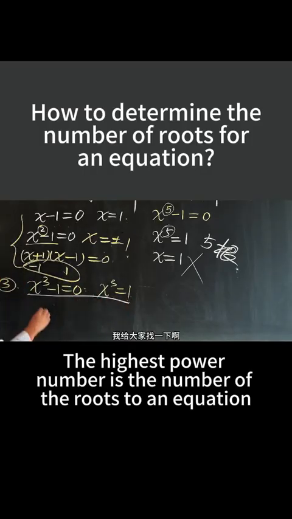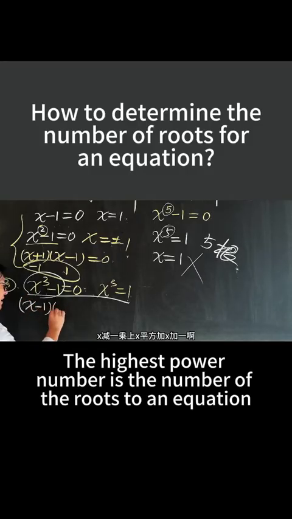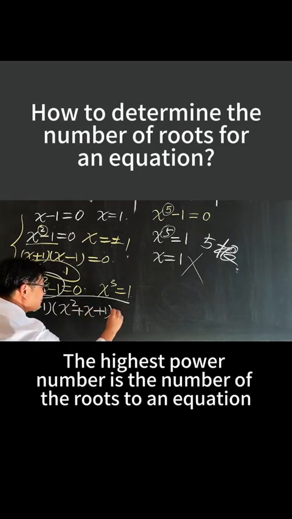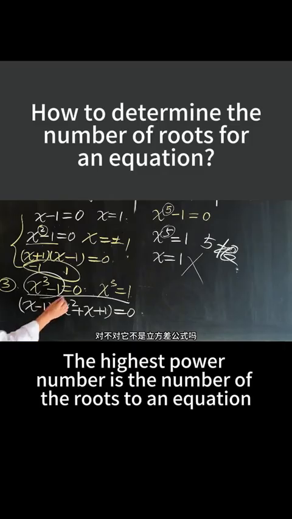Let me show you. Isn't this the difference of cubes formula? The original expression can be factored into x minus 1 times x squared plus x plus 1 equals 0, right? That's exactly what it is. So one of its roots is x equals 1. And where are the other 2 roots? They're right here.